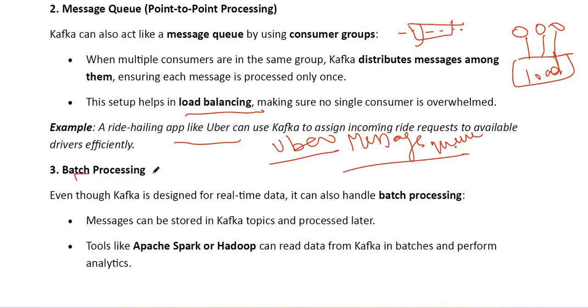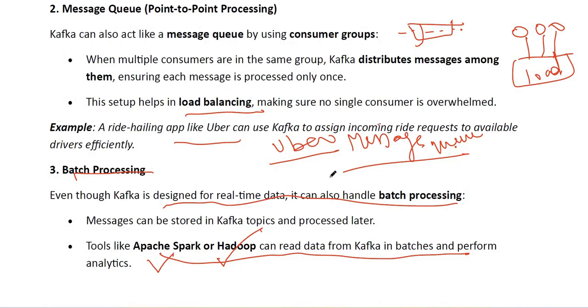And the next one is batch processing. Kafka is used for real-time data, but it can also handle batch processing. Messages can be stored in a Kafka topic and processed later. So tools like Apache Spark or Hadoop can read data from Kafka in batches. The other tools normally do this; Apache Kafka itself does not. Hadoop and Spark can read the data in batches.